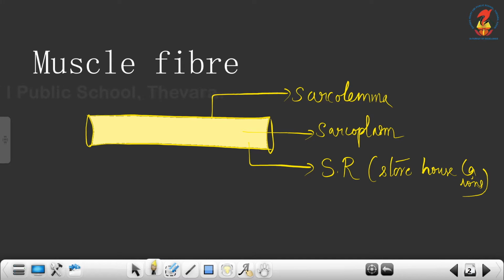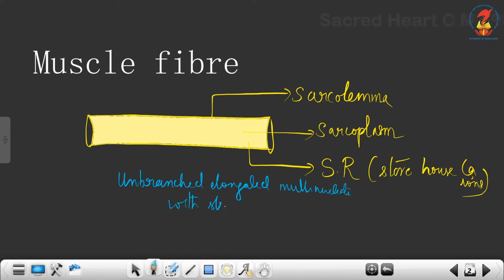So, once again, a little more in detail. Other than the previous details we have learned, it is unbranched, elongated and multinucleated with striations, and we know the reason for the striations: the arrangement of the actin and myosin filaments.